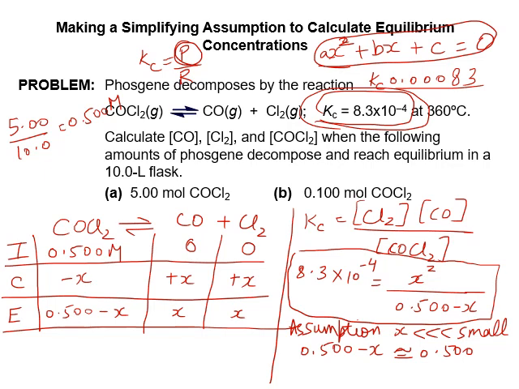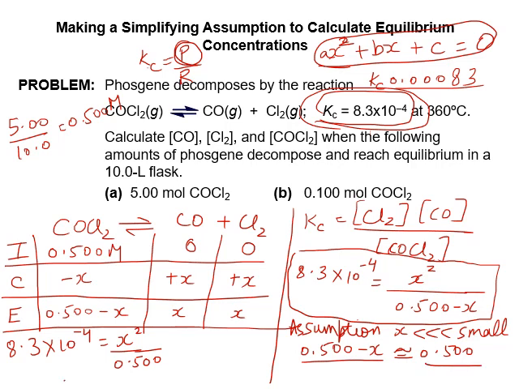Again, what is my assumption? Because my Kc is a very small value, I'm assuming that 0.500 minus x, which is a very small value, is the same as 0.500. Basically I'm trying to get rid of one of these x so that my equation is no longer quadratic and it's like a normal algebra question. If I make this assumption, my equation reduces to 8.3 times 10 raised to power minus 4 equals x squared divided by 0.500, because I assume that 0.500 minus x is almost the same as 0.500.